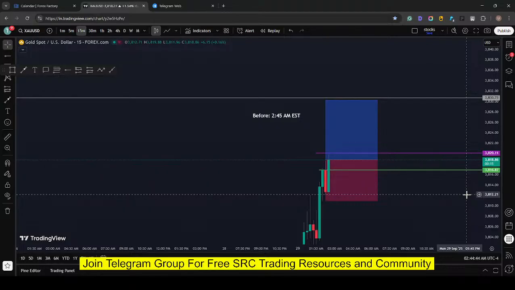So let me check my stop loss. How much can I risk? 0.04 I can risk.